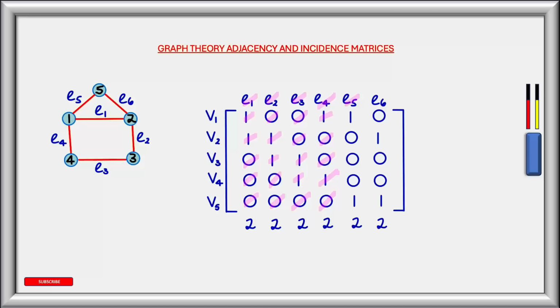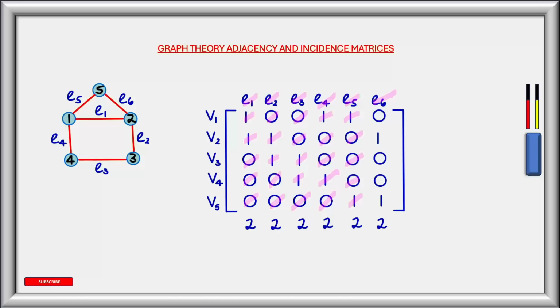And for edge 5, it is connected to vertex 1. So we place a 1 in row 1, column 5. It has no connection with vertex 2, 3 or 4. So we place zeros in row 2, column 5, row 3, column 5 and row 4, column 5. And edge 5 is connected to vertex 5. So we place a 1 in row 5, column 5.